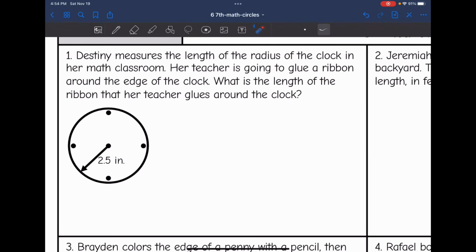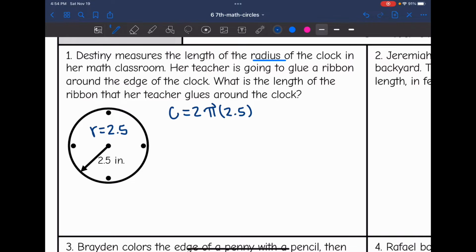It says, Destiny measures the length of the radius of the clock in her math classroom. Her teacher is going to glue a ribbon around the edge of the clock. So that would be the circumference of the circle because it's just around the clock. What is the length of the ribbon that her teacher glues around the clock? So they gave us the radius, it is 2.5, and we need to find the distance around the circle. So we're going to find the circumference by doing 2 times pi times the radius of 2.5.